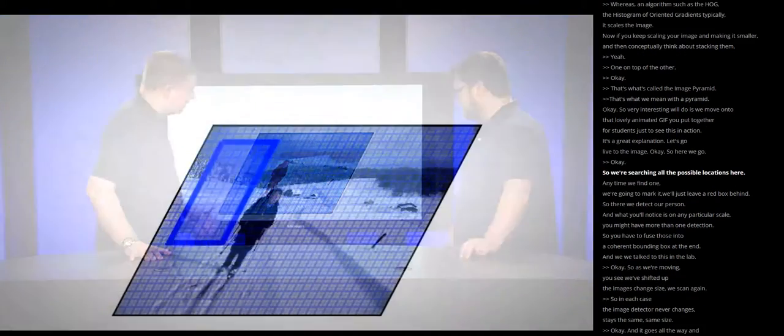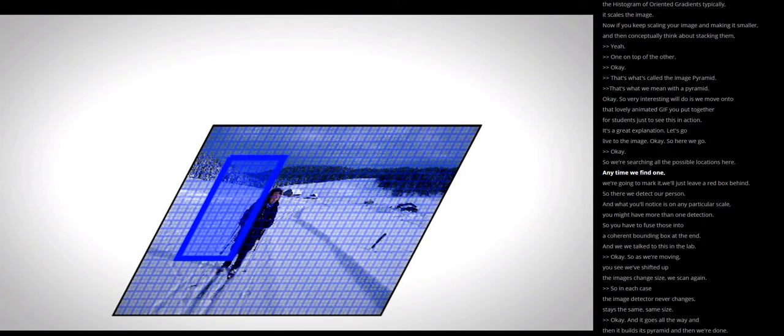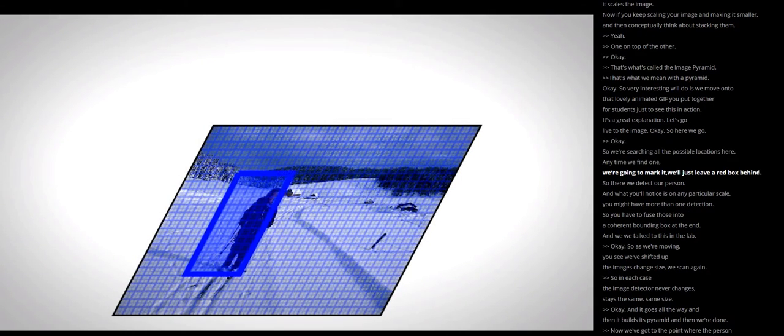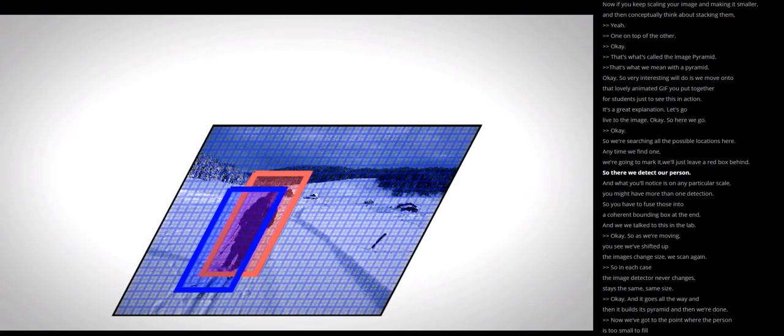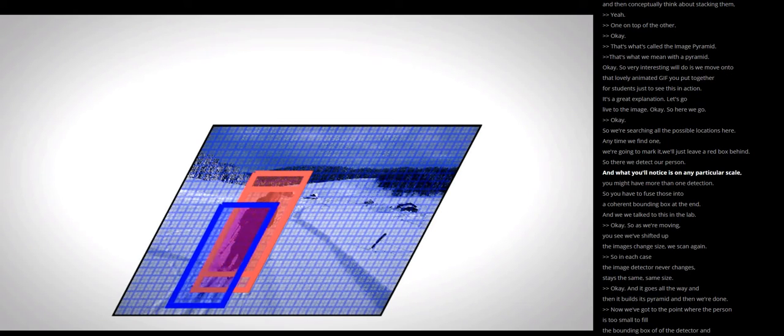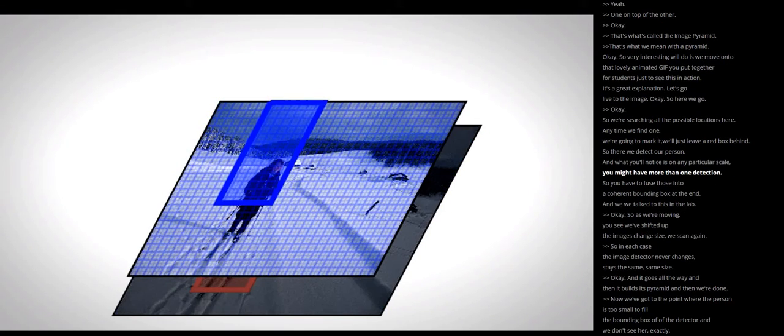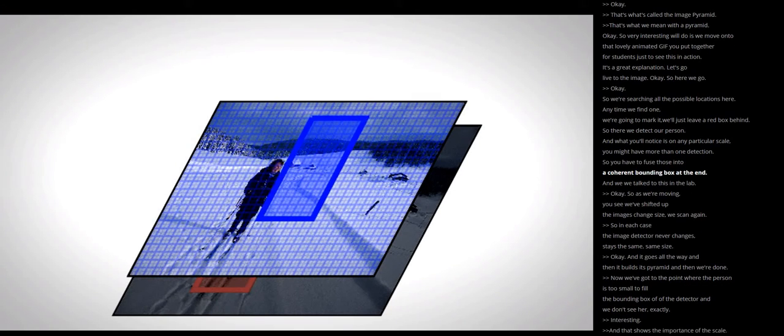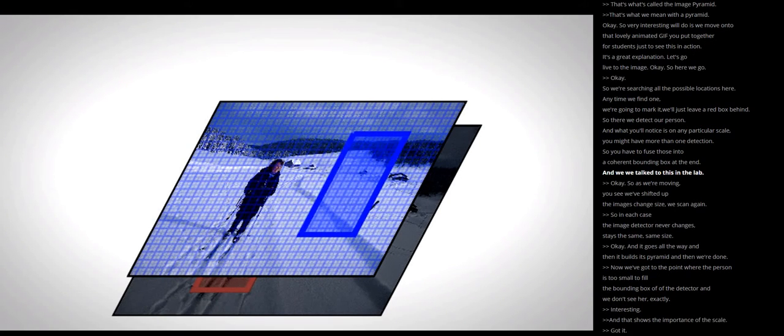Okay, so here we go. We're searching all the possible locations here. Anytime we find one, we're going to mark it. We'll just leave a red box behind. So there we detected our person. And what you'll notice is on any particular scale, you might have more than one detection. So you'll have to fuse those into a coherent bounding box at the end. And we talked about this in the lab.